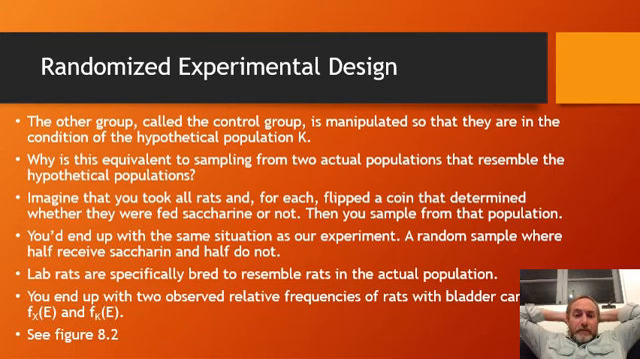The lab rats are bred specifically to resemble rats in the actual population of rats, so that inference is fair enough. What you'll end up with is two observed relative frequencies of rats with bladder cancer: the frequency of the effect in X and the frequency of the effect in K. So let's look at the figures here.